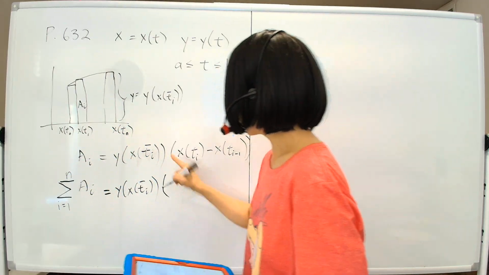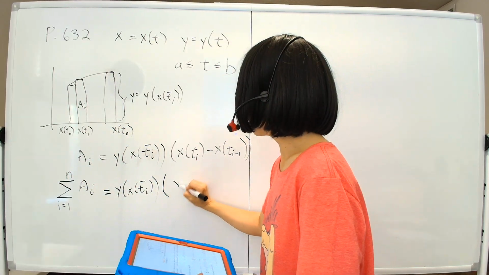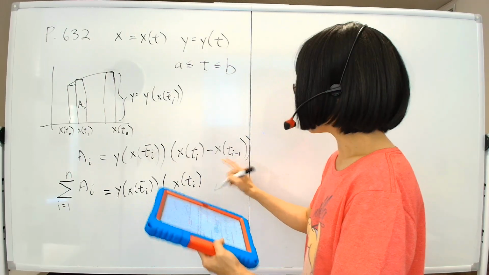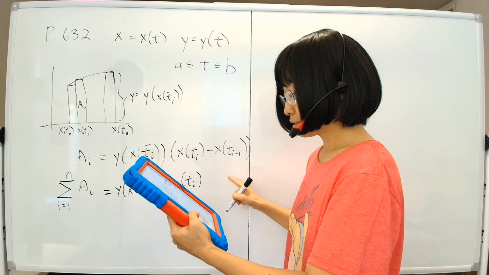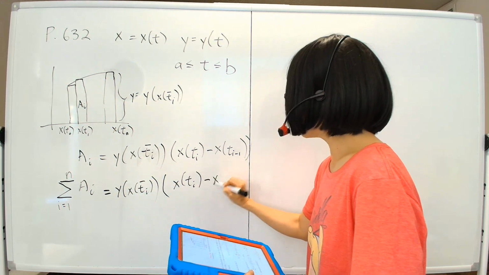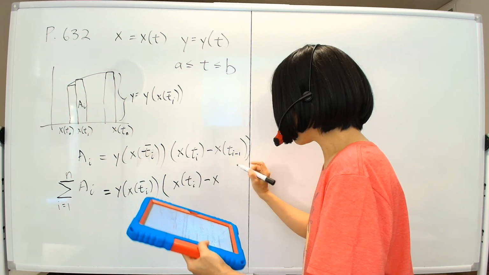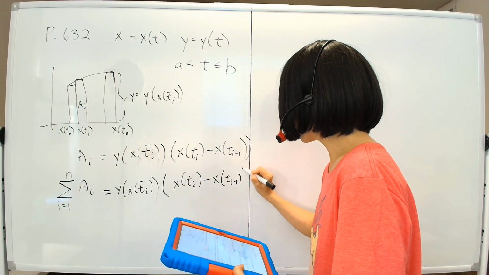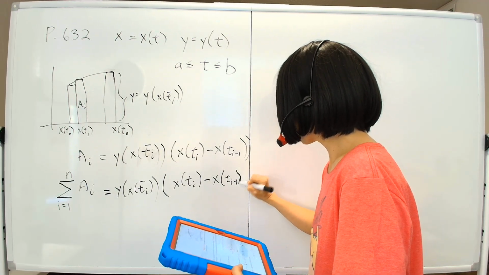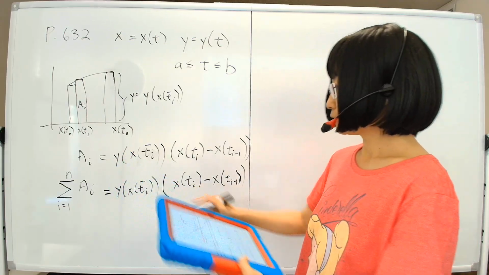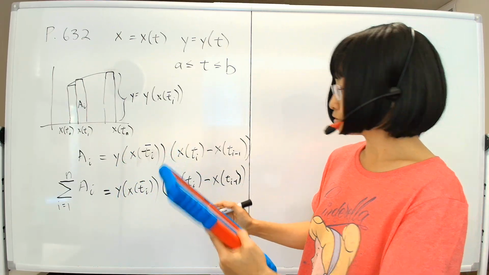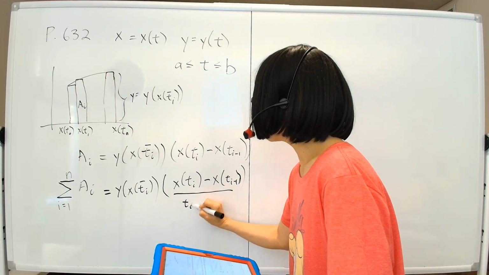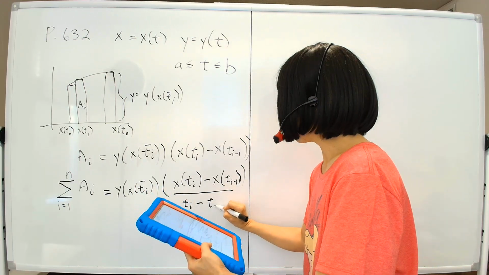Then I'll copy this down again. So we have x of t_i, again just one number, minus x of t_{i-1}. All right, and then I've copied this down. What we're going to do is pull this trick: we're going to divide it by t_i minus t_{i-1}.